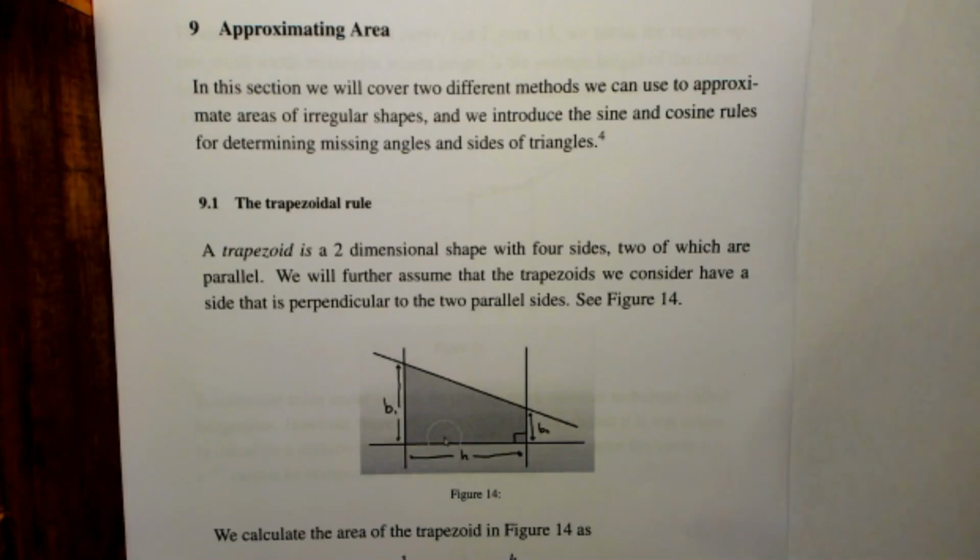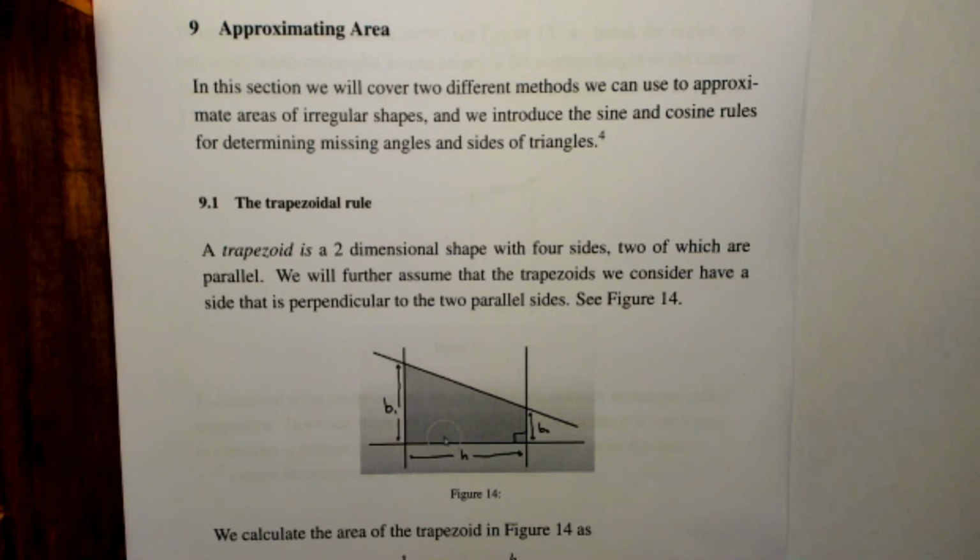Okay, today we're going to do approximating area, and we'll cover two different types of approximations of that area, the trapezoidal rule and Simpson's rule, and then we'll go ahead and have a look at surface areas of geometric figures and volumes of geometric figures, and the sine rule and the cosine rule. Alright, so let's begin with the trapezoidal rule.